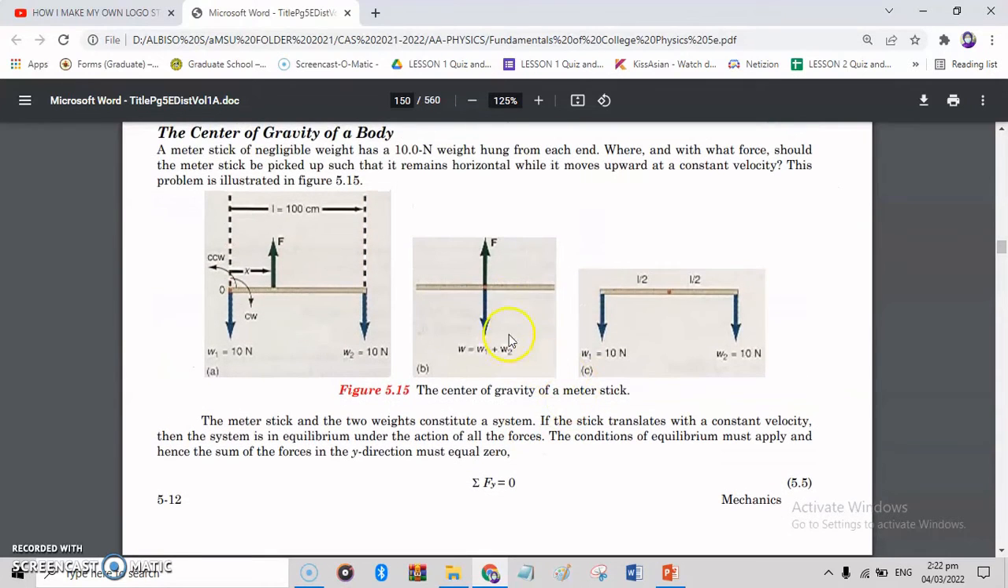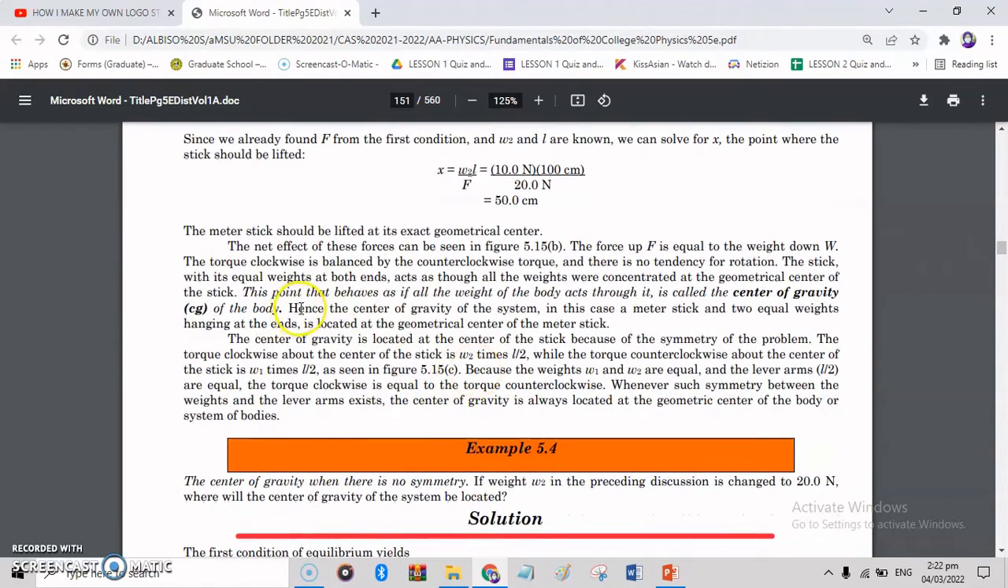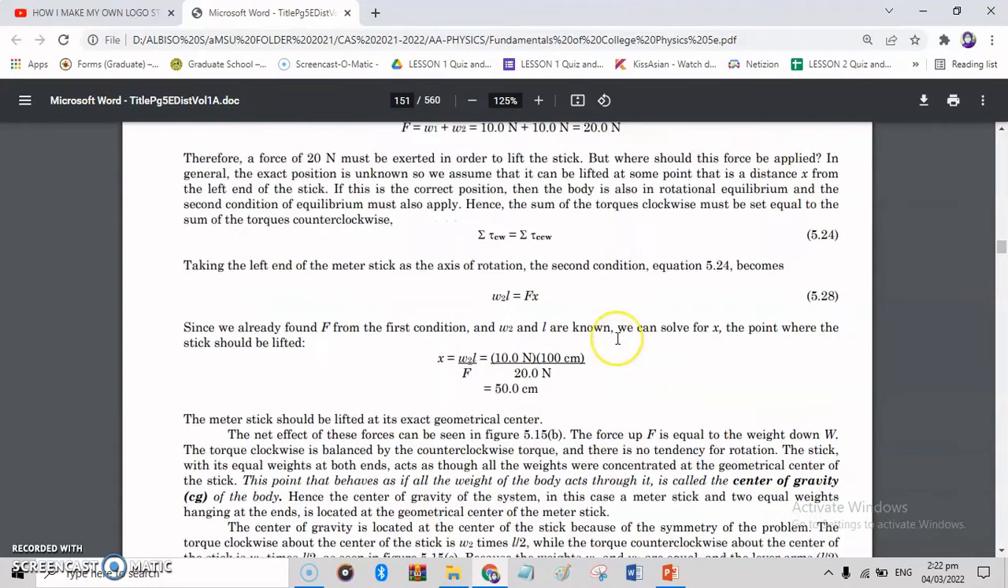So, this is why it is at the center of the meter stick, because it has the center of gravity. Okay? Center of gravity of a body. Now, this point that behaves as if all the weight of the body acts through it is called the center of gravity. Okay? Abbreviated as CG of the body. Hence, the center of gravity of the system, in this case a meter stick and two equal weights hanging at the ends, is located at the geometrical center of the meter stick.